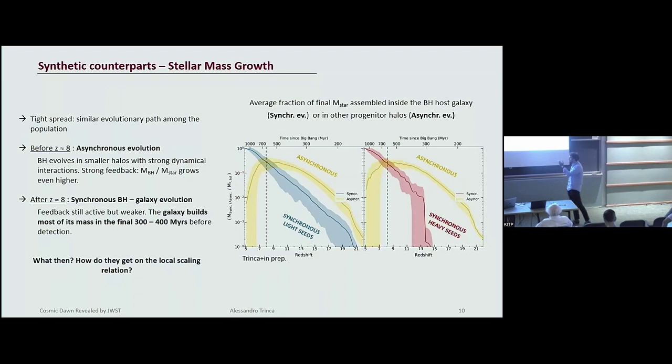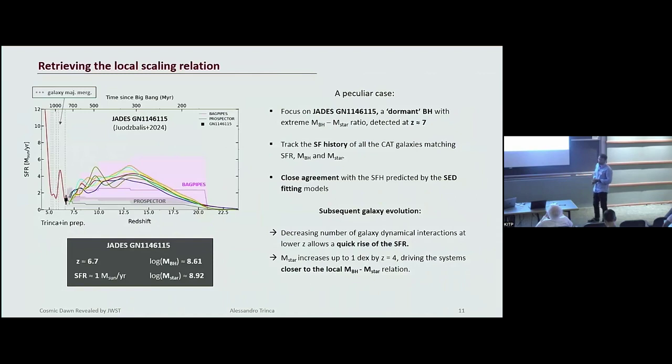Unfortunately, our model stops at redshift 4, so we cannot trace forward in time the evolution of these peculiar systems, but we can focus on a single interesting case observed at higher redshift, which is this very massive dormant black hole observed with JADES at redshift 7. And as you can see, this has a very high black hole over stellar mass ratio.